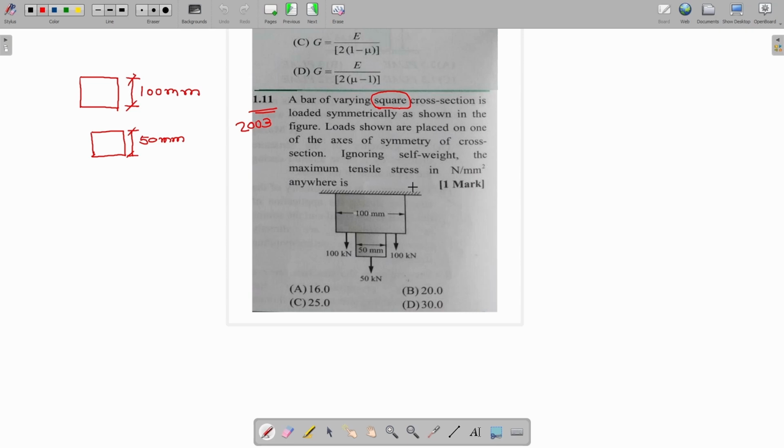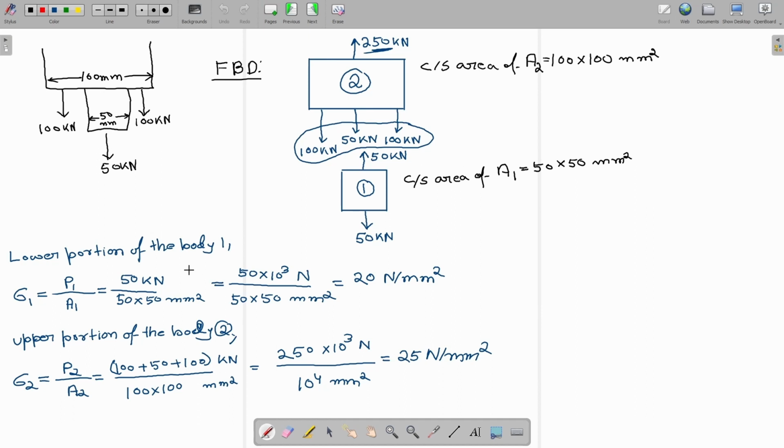The question is that we need to find the maximum tensile stress in Newton per millimeter square. From this diagram, we can see that the lower portion of the body produces a stress of 20 kilonewton and the upper portion of the body produces a stress of about 25 kilonewton.